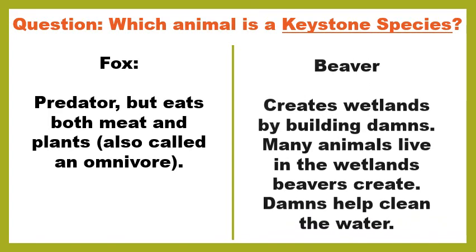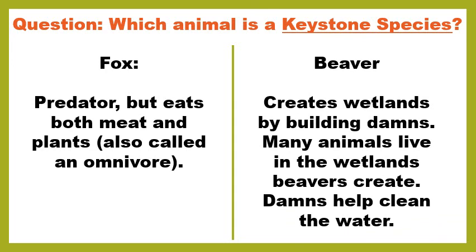All right, moving on. On the right-hand side, I have a beaver. A beaver will build dams, and by building dams, it creates wetlands. Many animals will live in these wetlands that the beavers create. And actually, the dams will act like a Brita filter and help clean the water. So 5 seconds, what do you think is the most important animal? What animal do you think, if I took away, other animals would suffer? So 5, 4, 3, 2, 1.